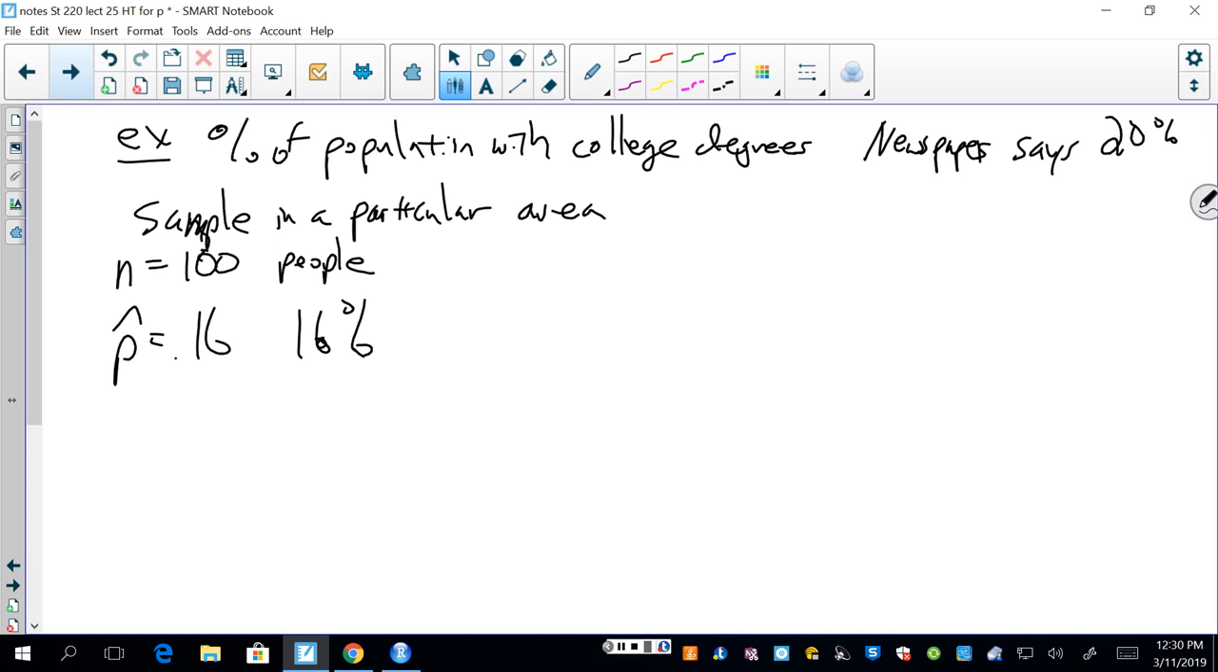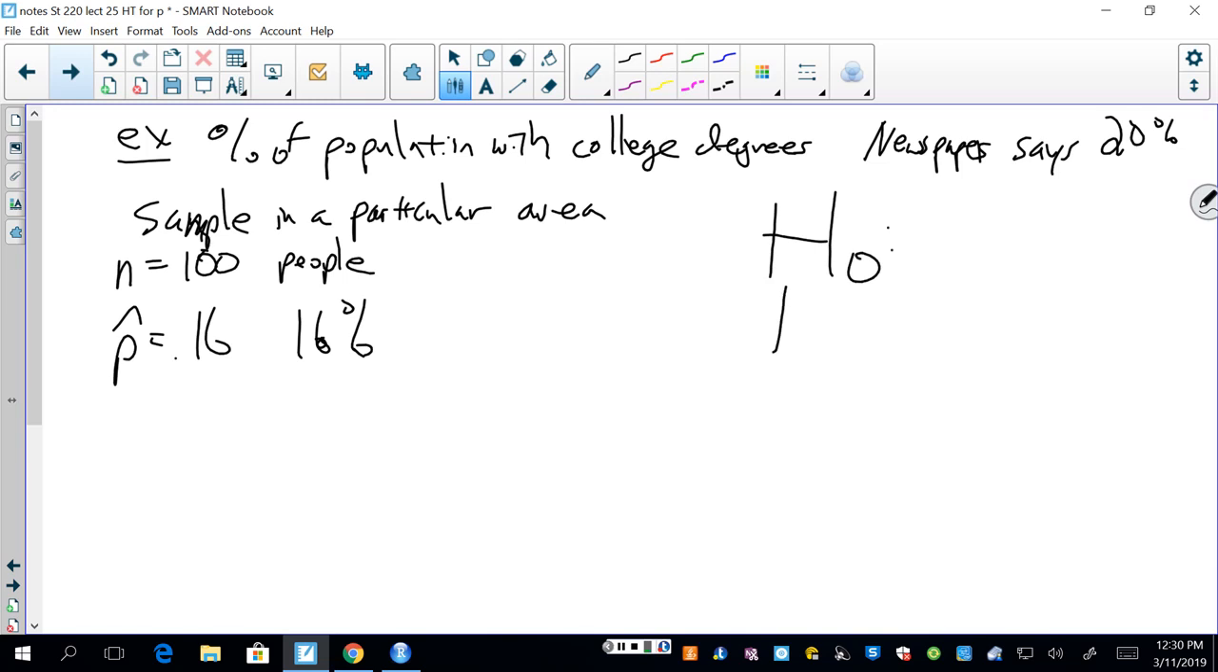Is this area or this sample, the people responding to this, is what the newspaper says, a 20% figure, accurate for this group, the population that this one represents? So what would be the null hypothesis?